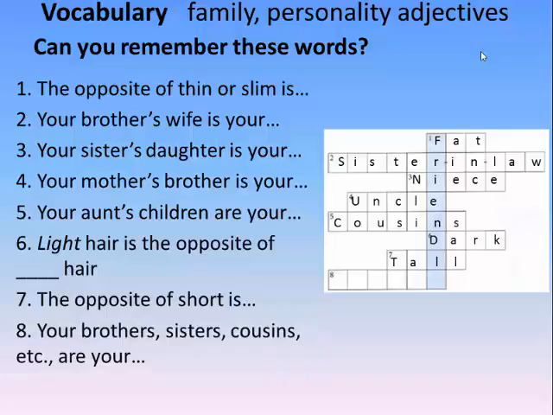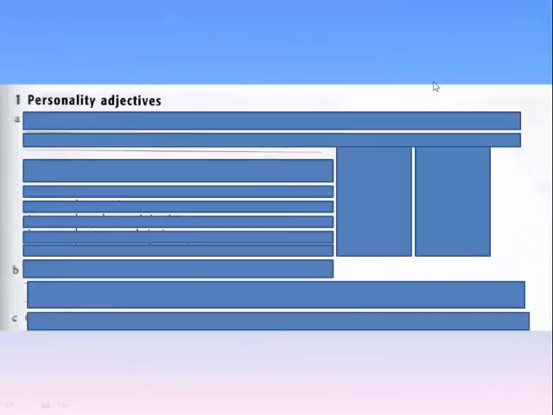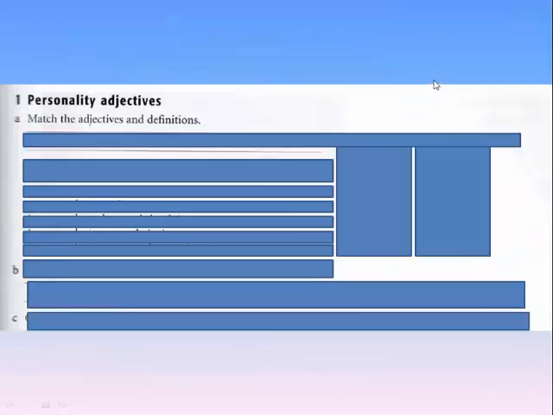And your brothers, your sisters, your cousins, etc. are your family. As you can see, here we have a word. This is the mystery word. The mystery word is friendly. Friendly is an adjective to describe personality. Let's study a few more.